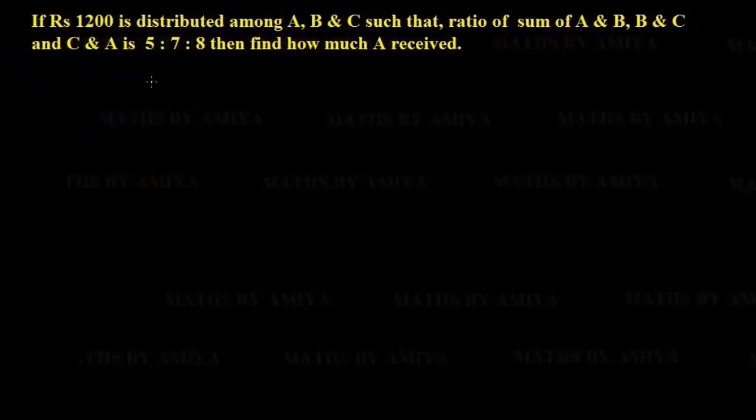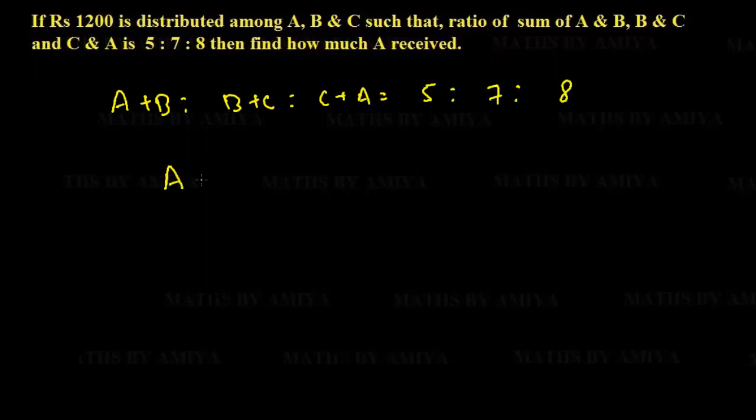Question is in front of you. I suggest pause the video and solve the question. I hope you have solved the question. I am writing the question in the language of maths. A plus B, B plus C, C plus A is 5 is to 7 is to 8. So we need to find A plus B plus C, which is the summation of all ratios divided by 2. 5 plus 7 is 12, 12 plus 8 is 20, 20 divided by 2 is nothing but 10.